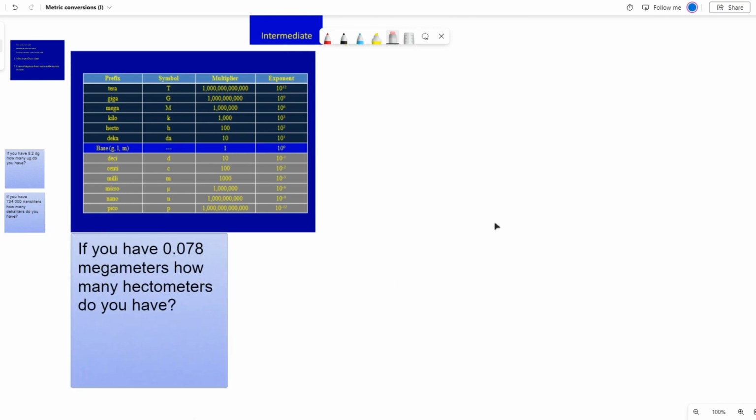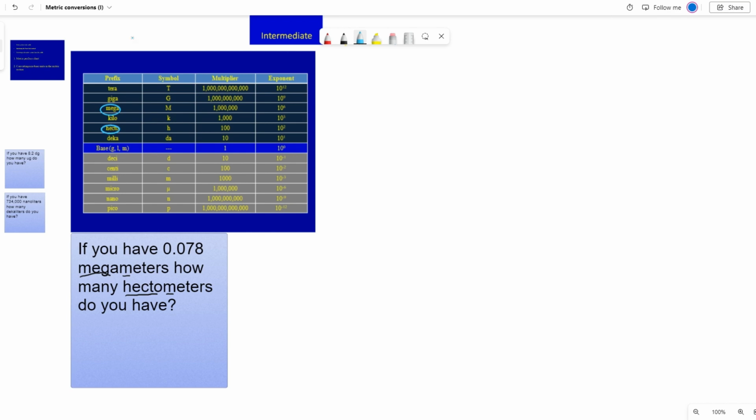So this says if you have 0.78 megameters, how many hectometers do you have? The first thing that you're going to notice in this problem is we have megameters and hectometers. Neither one of them is a base unit. We are converting length because we're working with meters. So this is a length conversion, and you're starting with one non-base unit and converting to another non-base unit. So let's see what that looks like on the chart there. So we're going from a mega unit, and then we're converting it to a hecto unit here.